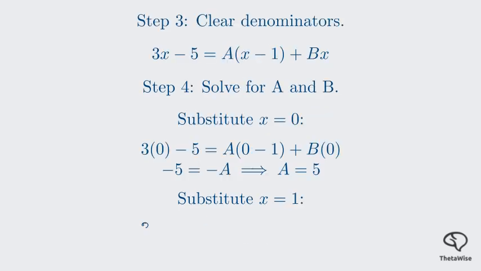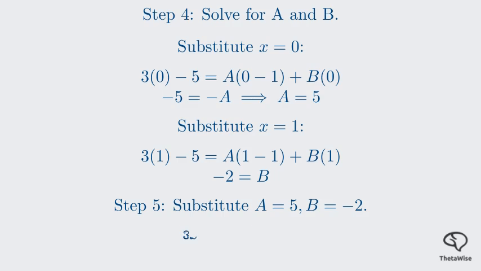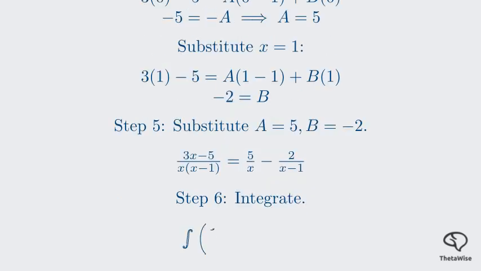Next, let's substitute x equals 1. This makes the a term 0. We get 3 times 1 minus 5 equals b times 1. This simplifies to negative 2 equals b. Step 5. Substitute our values a as 5 and b as negative 2 back into the partial fraction form. The expression is now 5 over x plus negative 2 over x minus 1. Step 6. Integrate. The integral becomes the integral of 5 over x minus the integral of 2 over x minus 1.